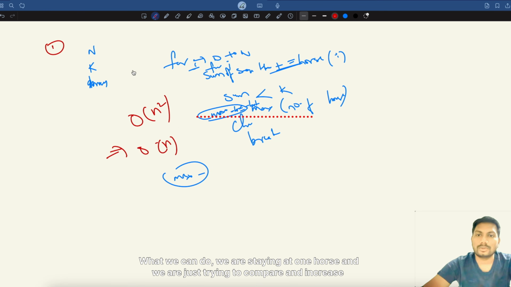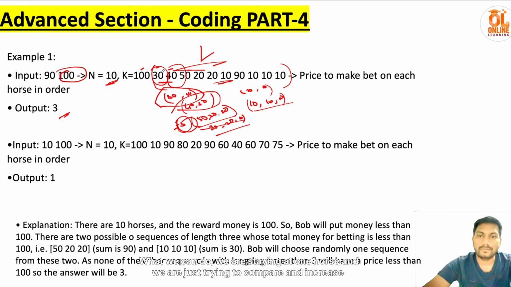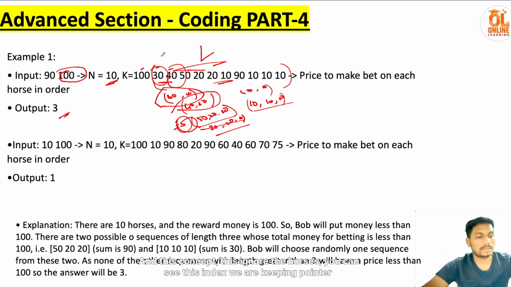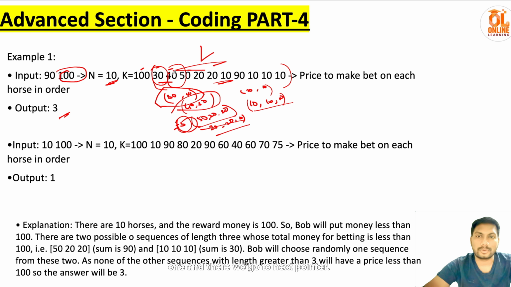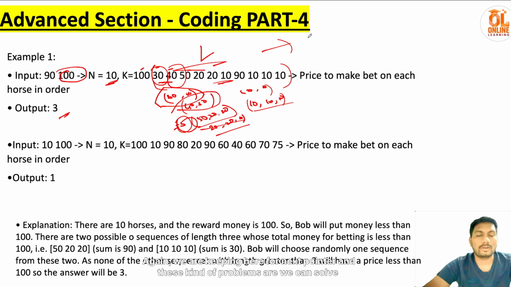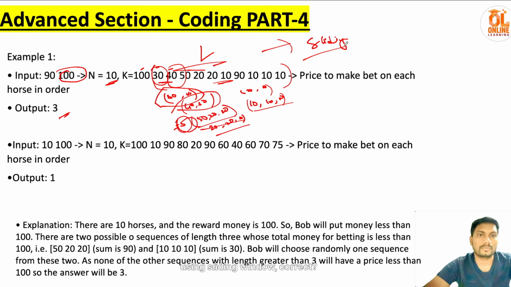What we can do, we are staying at one horse and we are just trying to compare and increase the sequence, right? And this concept, just ignore the horses. You can see this index we are keeping pointer 1, and then we are going to next pointer, again we are keeping here going to next pointer. And this kind of problems we can solve using sliding window, correct?